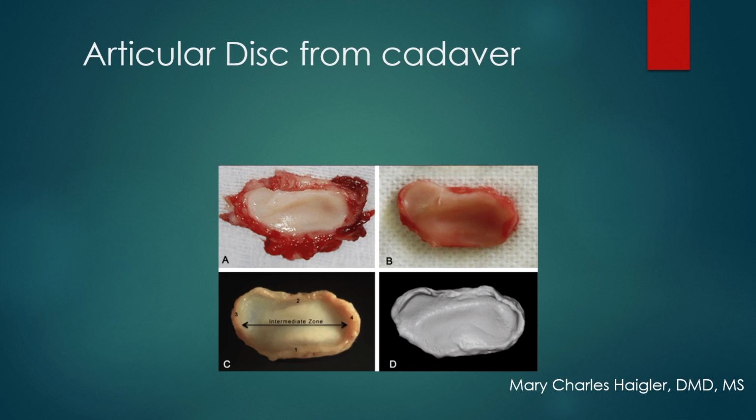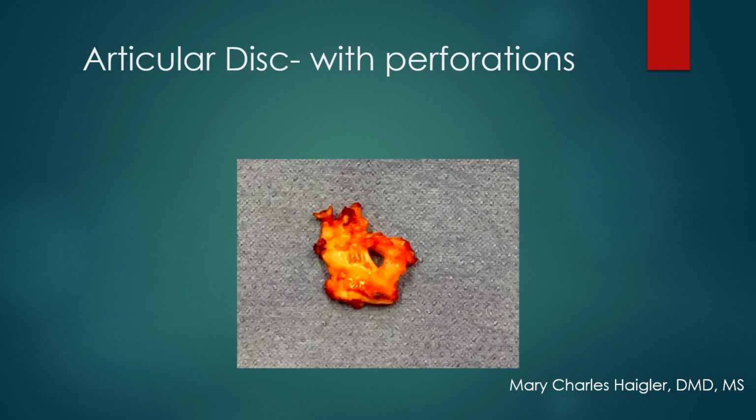Now, this is a disc that was perforated and basically has a lot of scar tissue around the edges. This used to be the main part of the disc. You see the perforations there. There's scar tissue around it as well. So that disc is not going to really help to cushion the condyle very much.